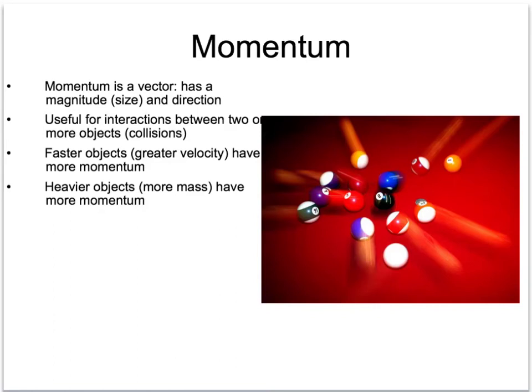All right, momentum. A few facts about momentum that you should definitely know. Momentum is a vector, meaning it has size and direction. We use momentum when we're figuring out what's going on in collisions between two objects. Faster objects, or things with greater velocity, have more momentum, and heavier objects, things with more mass, have more momentum.